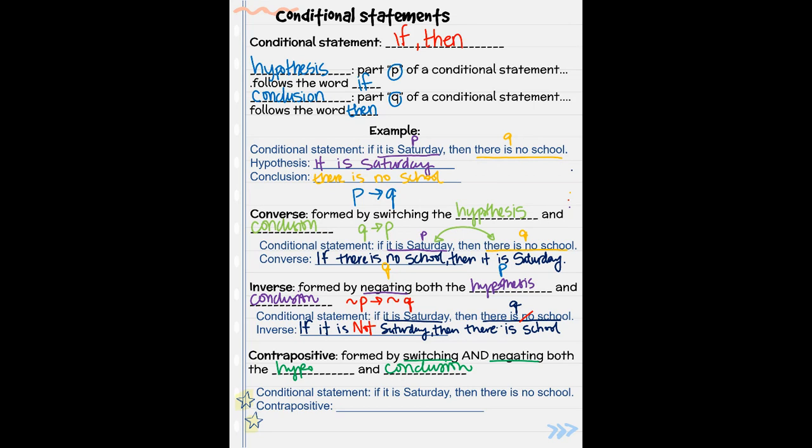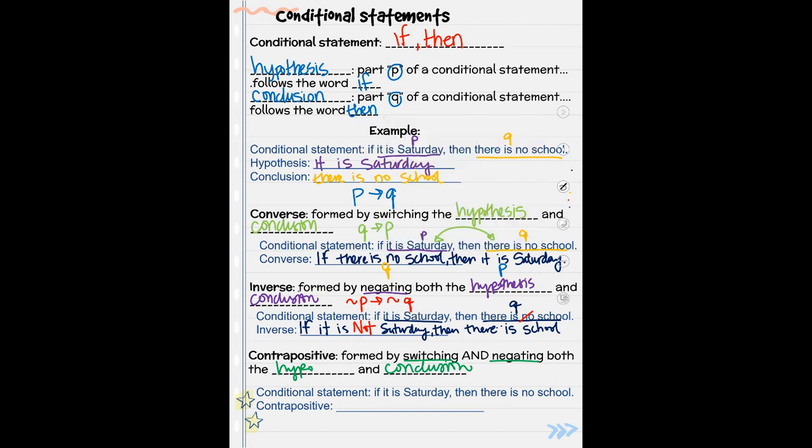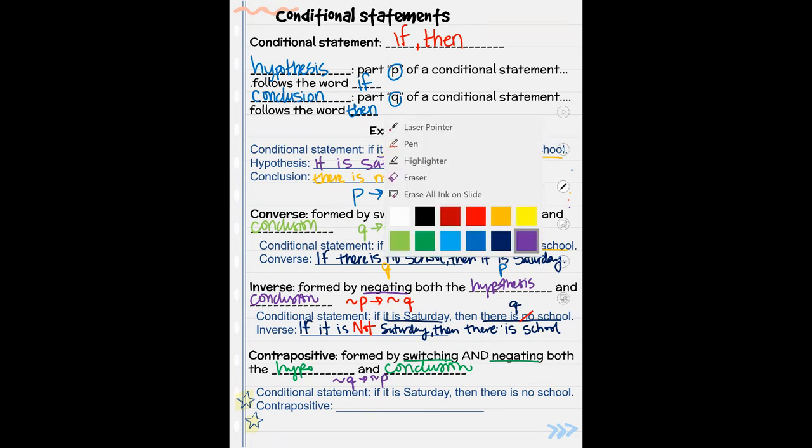So this time, we're going to switch them like our converse, and we're going to negate them like our inverse. Okay? So quickly, let me show you the symbol, negating, switching. So now it's if not Q, then not P.